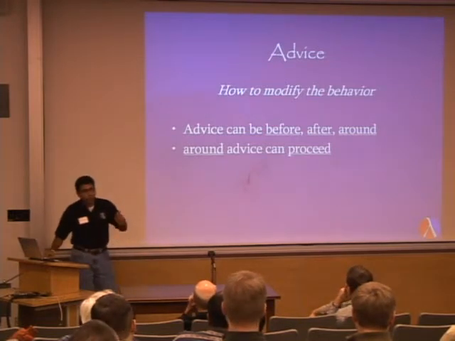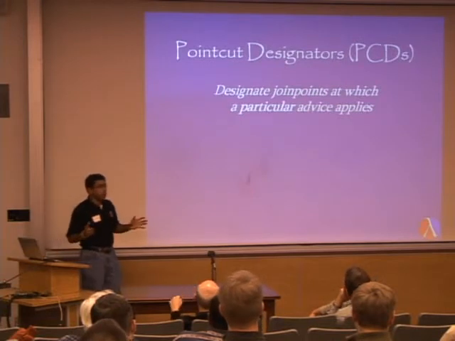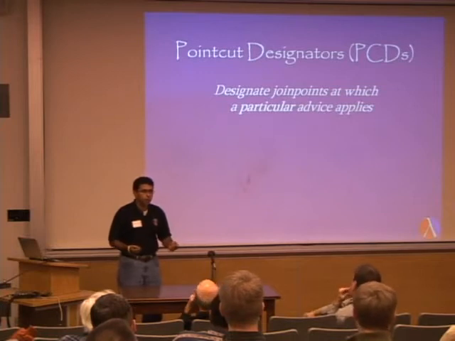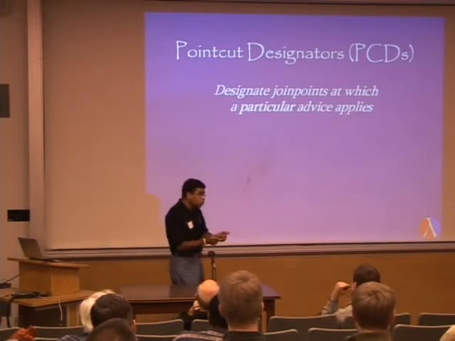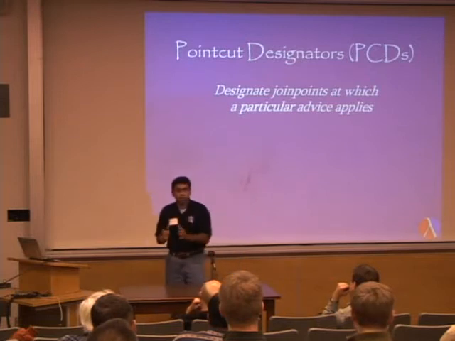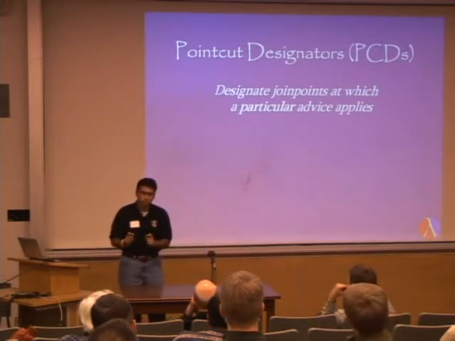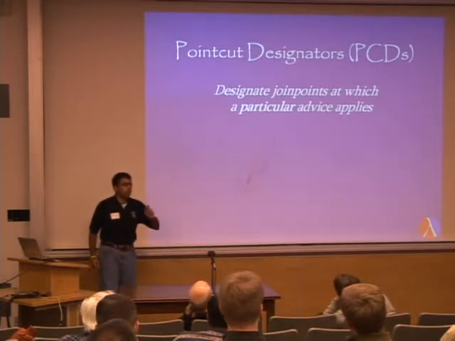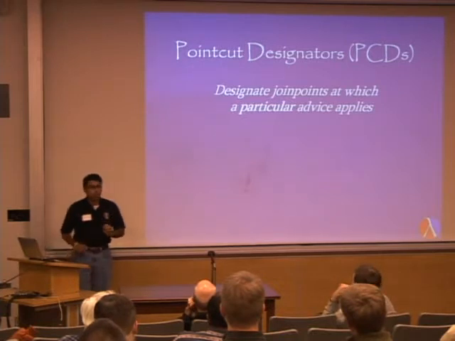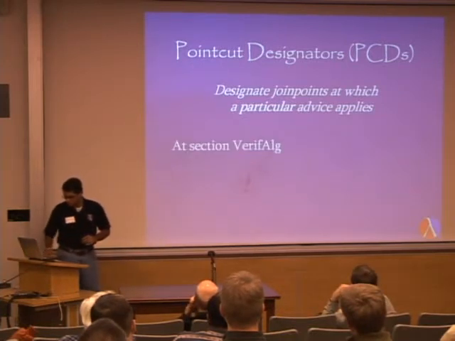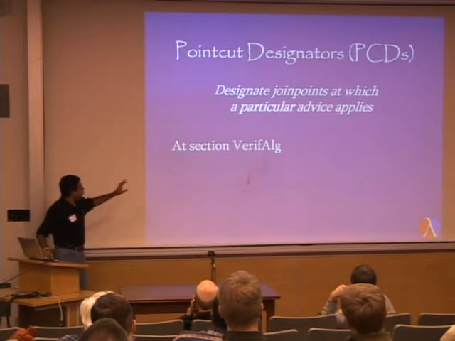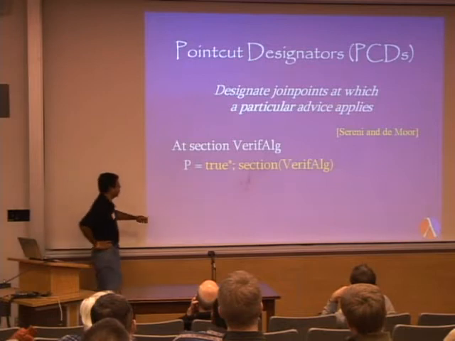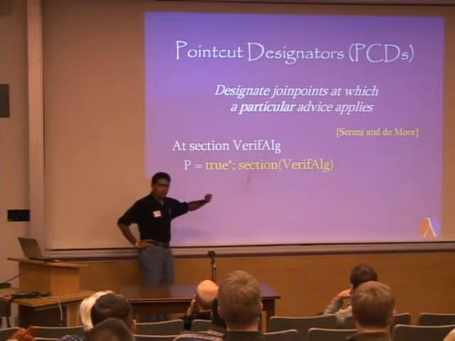Finally, one new term I need to teach you is something called a PCD. So we said that there are join points where you can change the behavior of the program. But do you want to change the behavior at every join point? Chances are you might want to change the behavior only at some subset of the join points. The PCD is how you designate which of the join points you want to change the behavior at. What we will use in this talk is a notation that's due to Ugo de Moor and Damien Sereni, which is, if we want to say we want to change the behavior at the section verifalg, before the verification algorithm, we might write a regular expression that looks like this.